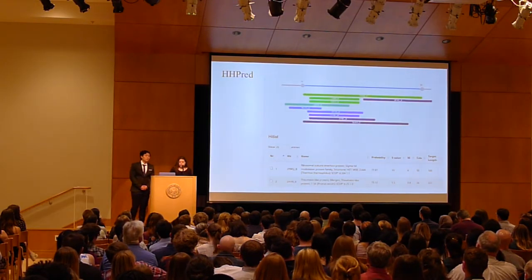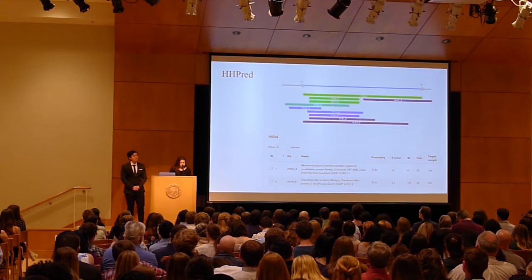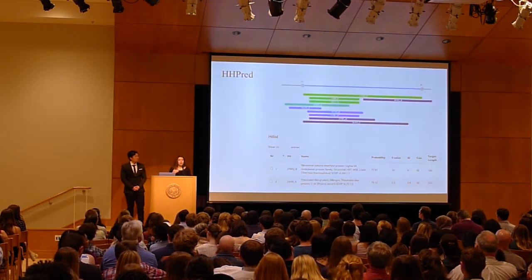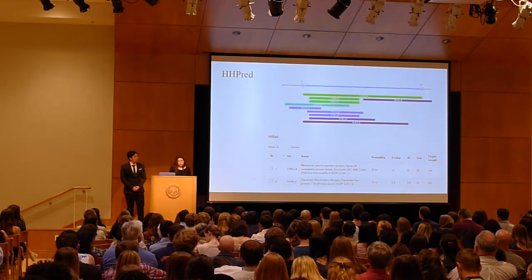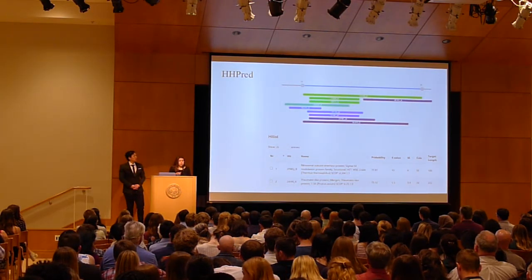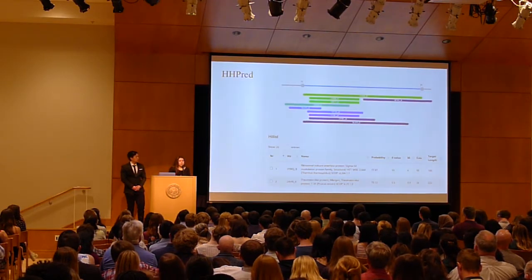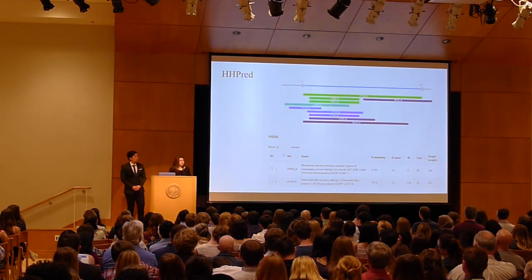HHpred does a very similar thing. It looks for domains that are consistent in all other sequenced organisms. It'll look for even the smallest homolog in any part of a gene to try and figure out its function.